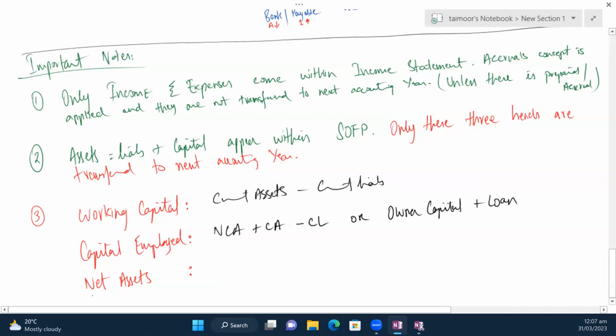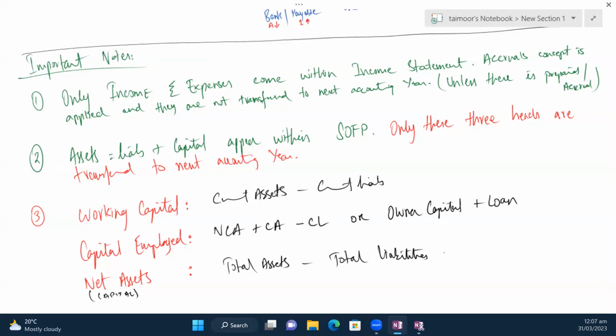Net assets ka other name is capital. That means your total assets minus total liabilities. So these are the basic three things that you can extract from your SOFP.